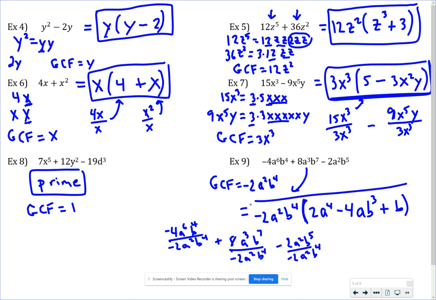And we are finished. You can check your answer by redistributing. But that is it. That is our answer. To factor means to write it as a product.